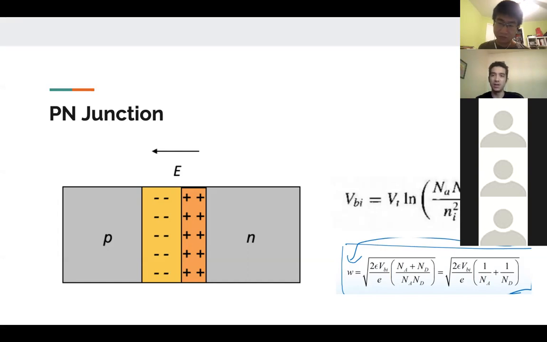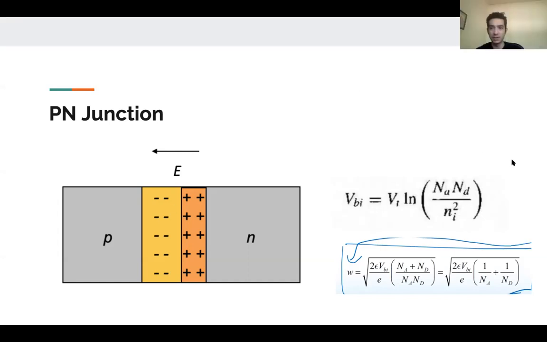And to give you a feel for how large the depletion widths usually are in a practical device, it's usually around a micron or even a little bit less, like a third of a micron. Of course, that can vary a bit, but it's pretty small because we're looking at semiconductors.